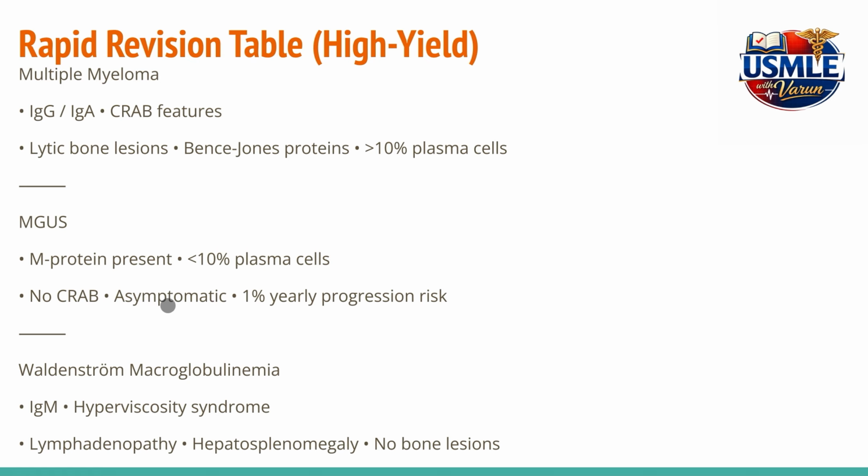Now let's quickly summarize the entire module in the slide. Multiple myeloma has CRAB features, lytic bone lesions, and more than 10% plasma cells. These are the key points you need to remember about multiple myeloma. MGUS, monoclonal gammopathy of undetermined significance, has an M protein, but there are no symptoms. This MGUS patient is clearly asymptomatic, and there are less than 10% plasma cells with a 1% yearly progression risk. Waldenström macroglobulinemia produces IgM and causes hyperviscosity without any kinds of bone lesions.